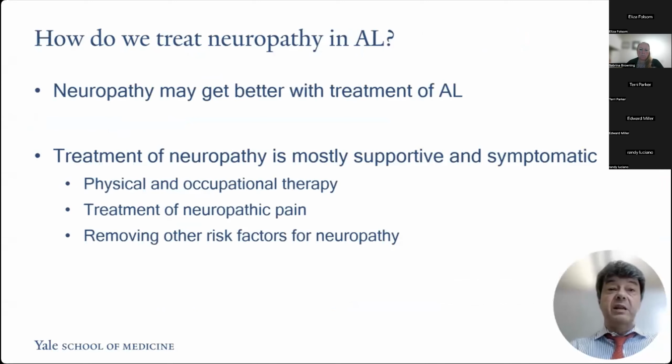Once a patient is diagnosed with neuropathy, we can try to treat the symptoms of neuropathy, but the priority is the treatment of the underlying disease of light chain amyloidosis. Treatment of light chain amyloidosis may also lead to improvement of neuropathy. And the supportive and symptomatic treatment of neuropathy may include physical and occupational therapy, treatment of neuropathic pain, and removing other factors that can potentially worsen the neuropathy.